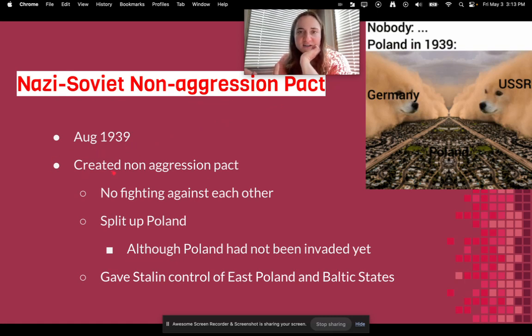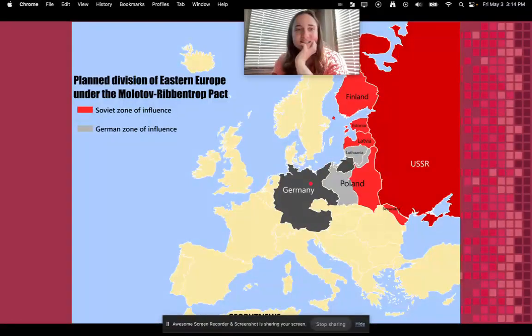Like I said, they create a non-aggression pact. It pretty much means what you think it means. It means that they weren't going to fight against each other. And in order to appease both sides, they split Poland in half. Of course, Poland has zero say in any of this. And Poland hasn't even been invaded yet at this point in time, but they decide anyway that this is how that's going to roll. And it gave Stalin control of East Poland as well as the Baltic states.